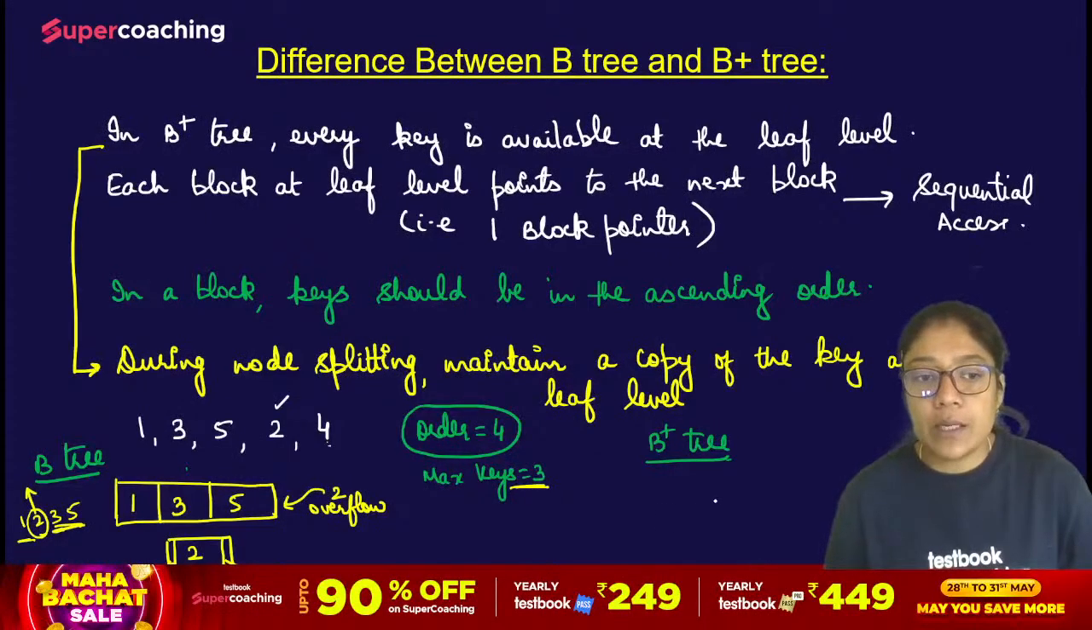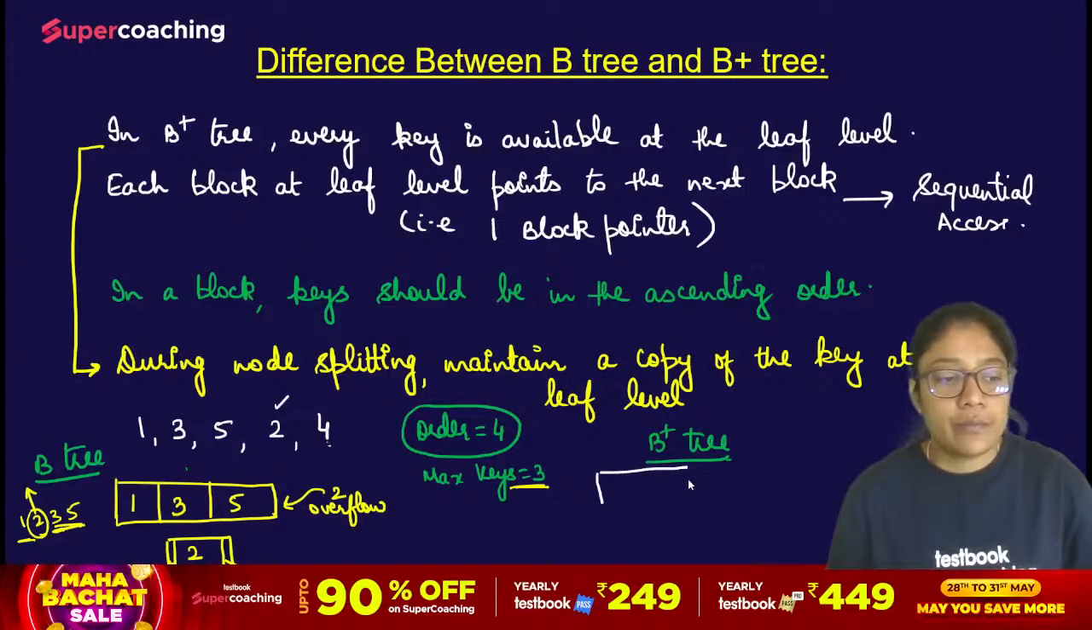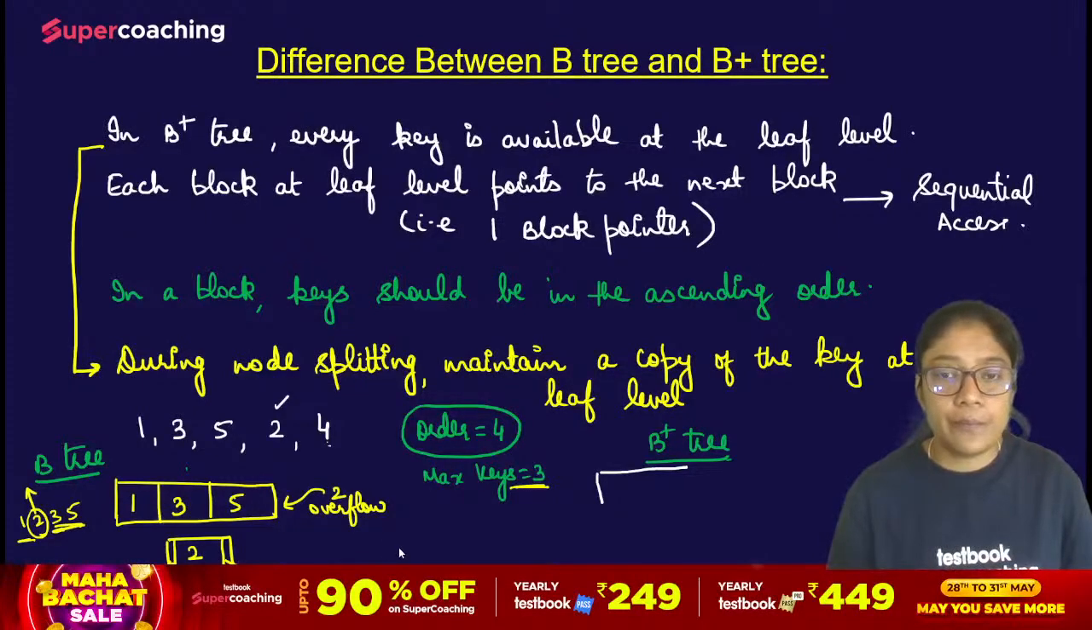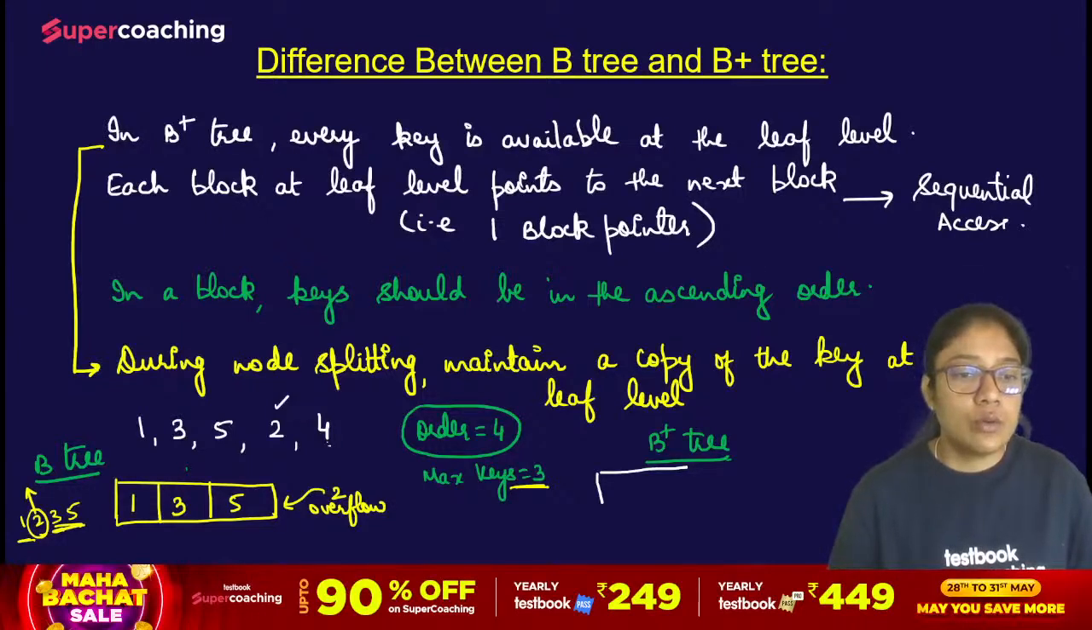Next one is B plus tree. In B plus tree, everything will be same जब तक node split नहीं होती है. So first of all, we are getting. Oh, I'm so sorry. I guess everything went behind the ticker. Let me repeat this. I didn't notice actually.